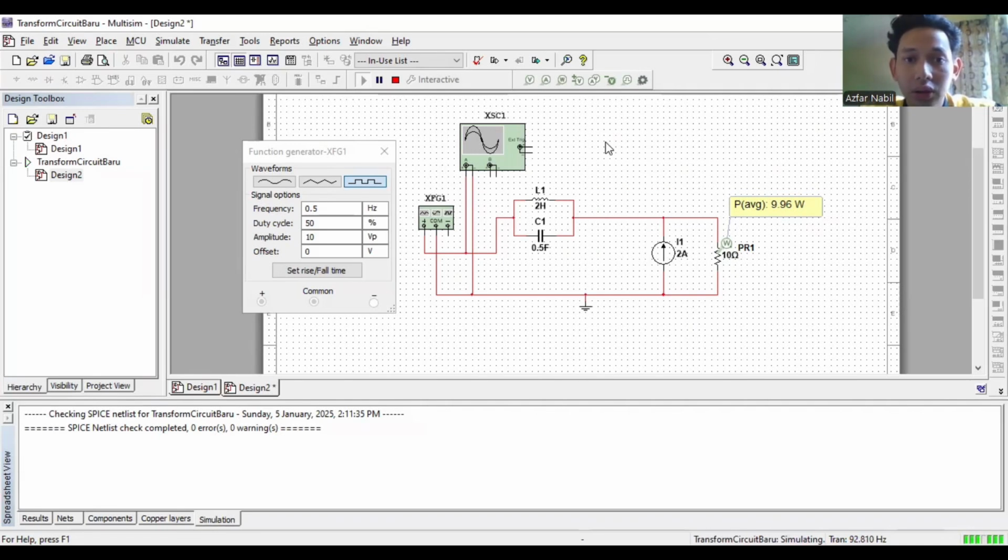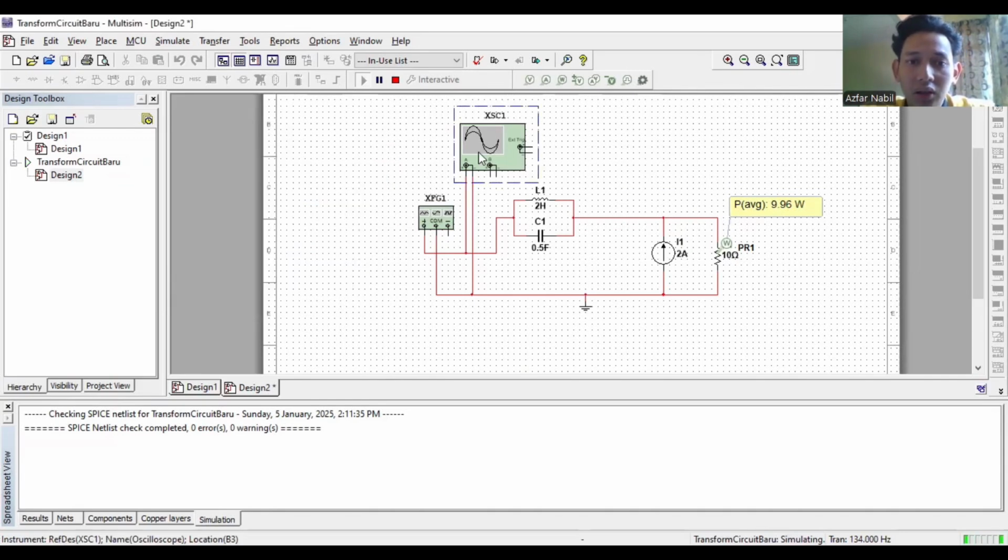For the first step, we use Multisim software to create the circuit. We use a function generator, a 1 Henry inductor, a 0.5 farad capacitor, a 2 ampere current source, and a 10 ohm resistor. First, we need to find the average power, which is 9.96 watts. For our function generator, we set the frequency to 0.5 Hz, duty cycle 50%, and amplitude 10 volts peak.